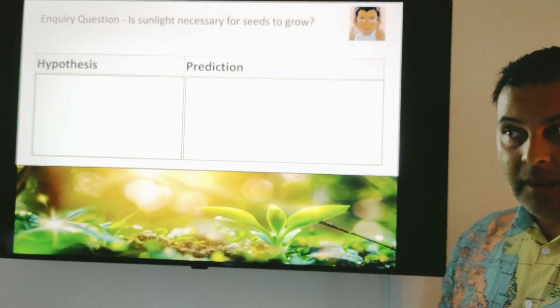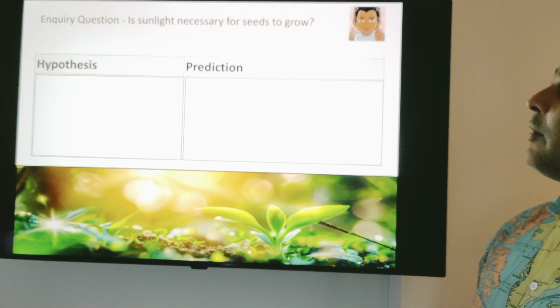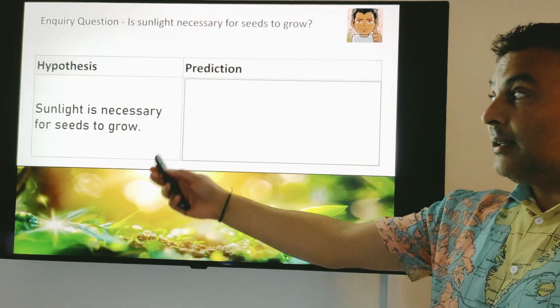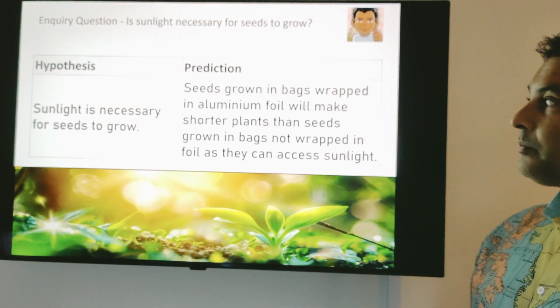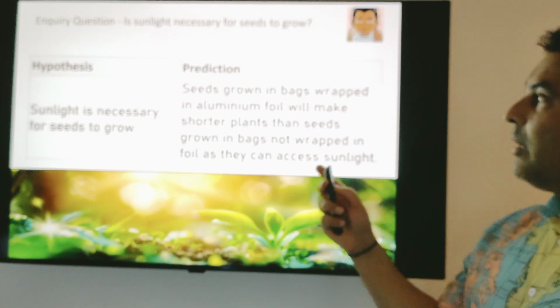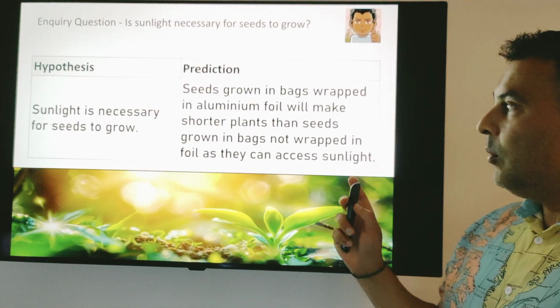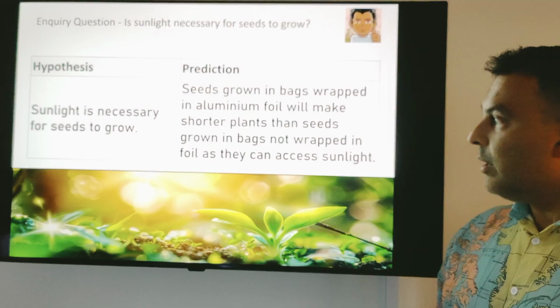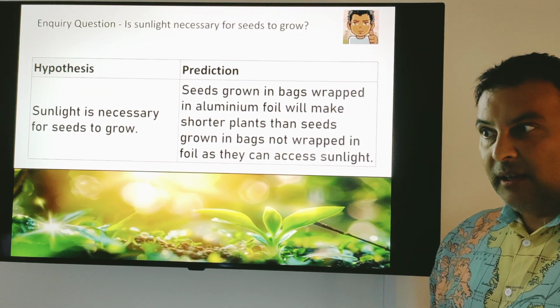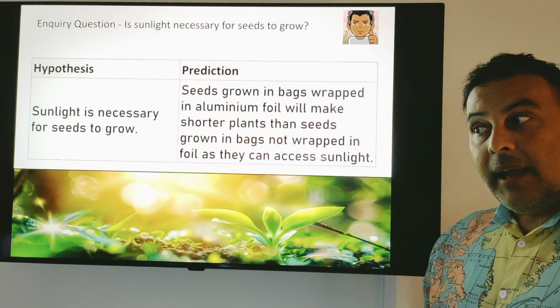Let's look at another example. Is sunlight necessary for seeds to grow? Our hypothesis could be sunlight is necessary for seeds to grow. Our prediction, therefore, once we've carried out our research, seeds grown in bags wrapped in aluminium foil will make shorter plants than seeds grown in bags not wrapped in foil, as they can access sunlight. So our hypothesis and prediction.